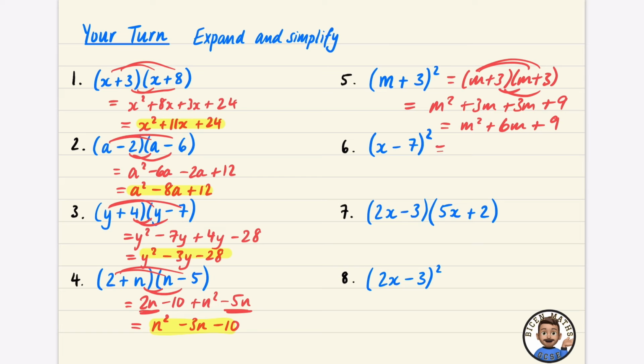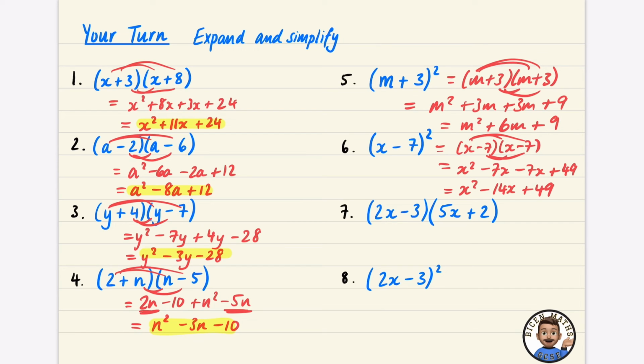Okay, I'm going to write this out again, so that's x minus 7, x minus 7. The x times x is x squared. The x times minus 7, the minus 7 times x, and the minus 7 times minus 7 is positive 49. Negative 7, take away 7 is negative 14, so we get x squared minus 14x plus 49.